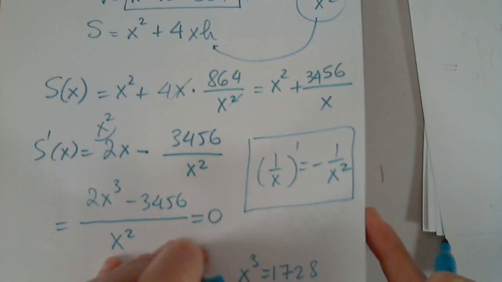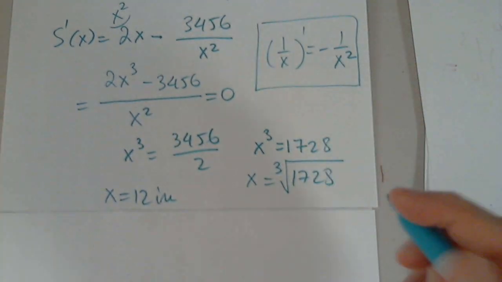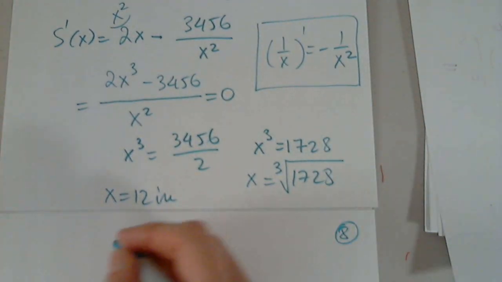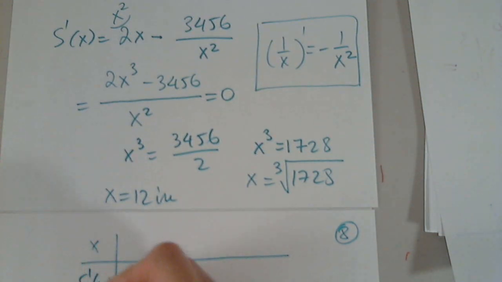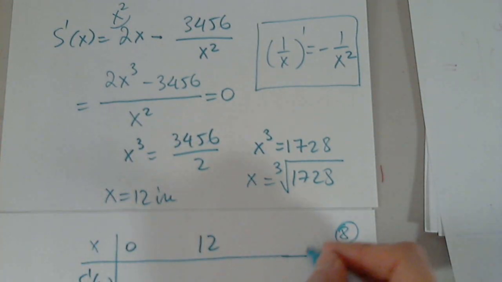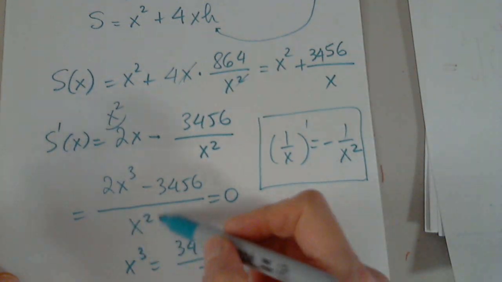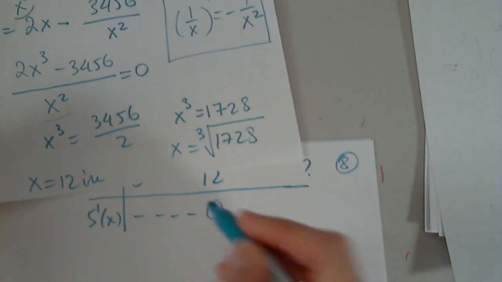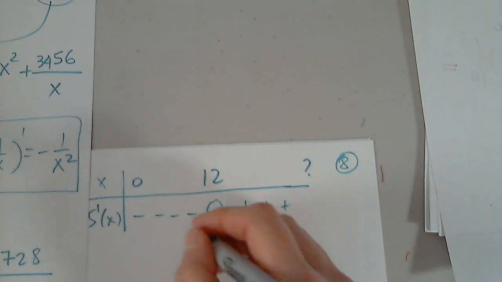I have to show now that this is a minimum. If I don't show that this gives a minimum, I can't get the full point for this. So I look at this function. The denominator is always positive. The numerator at 0 is negative, and for x greater than 12, it will be positive. So this is guaranteed now to be a minimum.